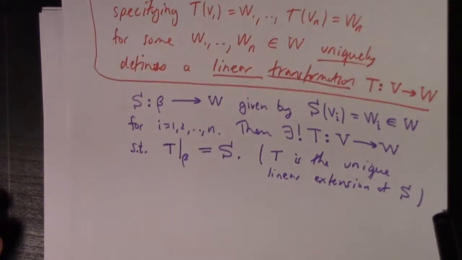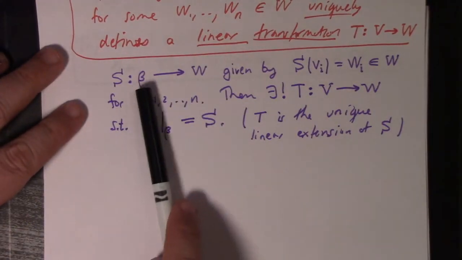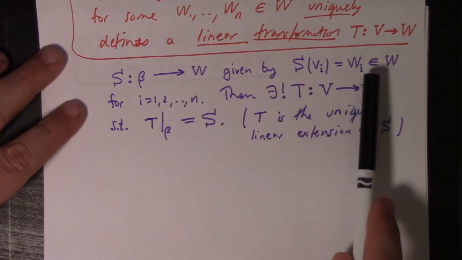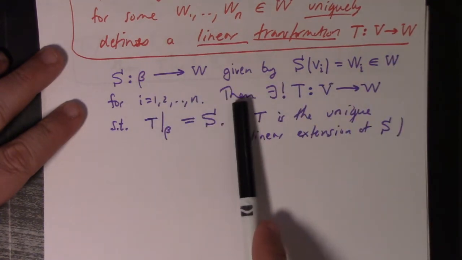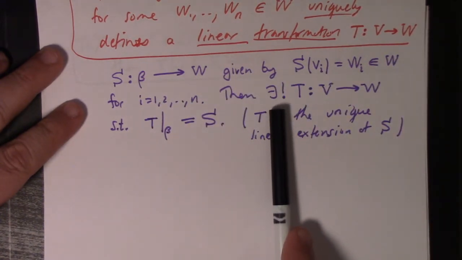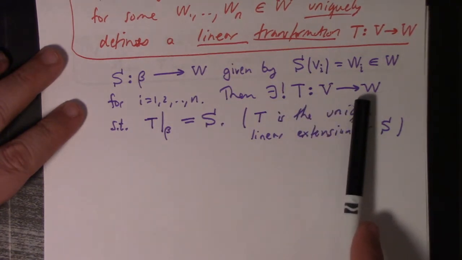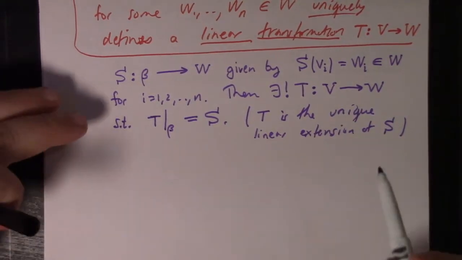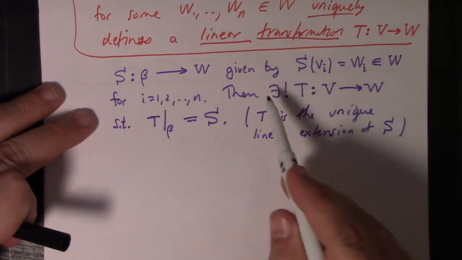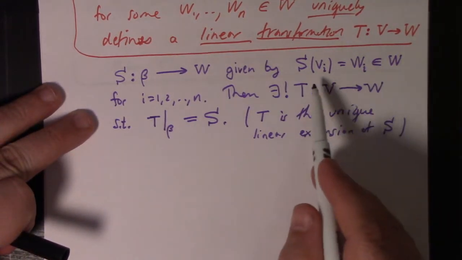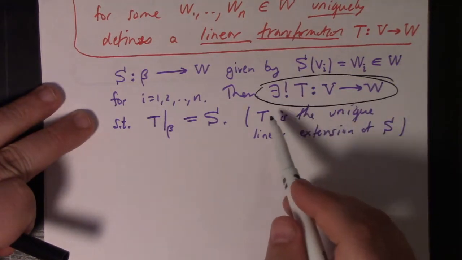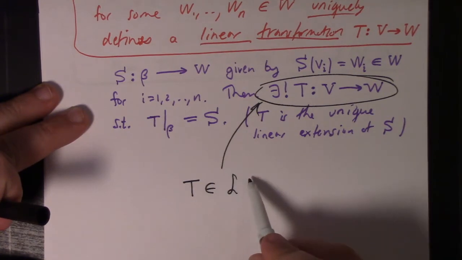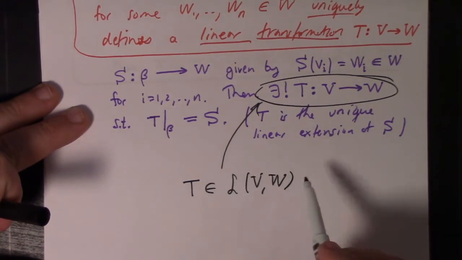Let's try this again. If we have S going from beta to W, where beta is the basis I just talked about, given by S of vi equal to wi in W for i equals 1 to n, then there exists a unique T going from V to W such that T restricted to beta is S. To be more clear, that's not enough. What other special thing do I know about this? Not just any old T. I'm assuming there exists a unique T in the linear transformations from V to W which matches the given data.